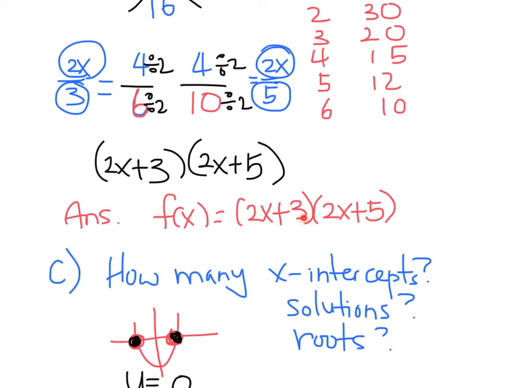I have to say 2x plus 3 is equal to 0, which is going to be -1.5. And I have to say 2x plus 5 is equal to 0, which is going to be -2.5. Okay? And if you don't know how to do this, it's okay for now, because that's going to be in chapter 3. But just know that you can do it. You don't have to worry because you can just put it on Desmos, okay? But I'm just telling you that my 2 x-intercepts are -1.5 and -2.5.